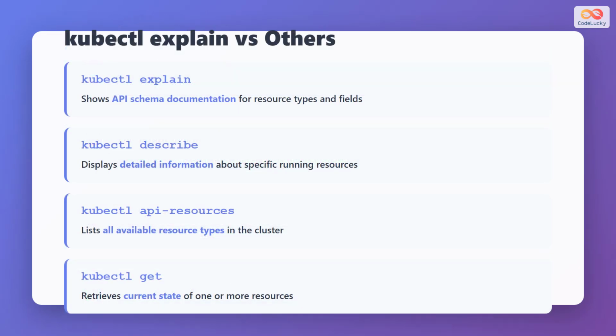It's important to understand how kubectl explain differs from other kubectl commands. Kubectl explain shows API schema documentation for resource types and fields, essentially the blueprint. Kubectl describe displays detailed information about specific running resources, showing their actual state. Kubectl api-resources lists all available resource types in your cluster. Kubectl get retrieves the current state of one or more resources. Each command serves a different purpose in your Kubernetes workflow.